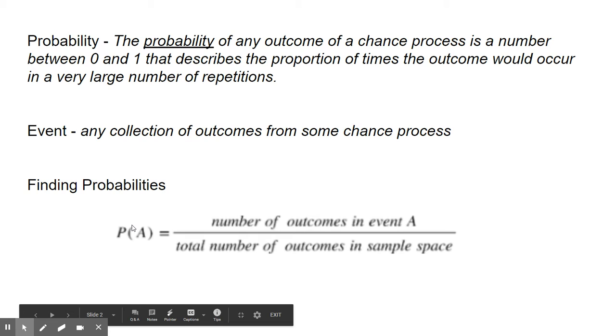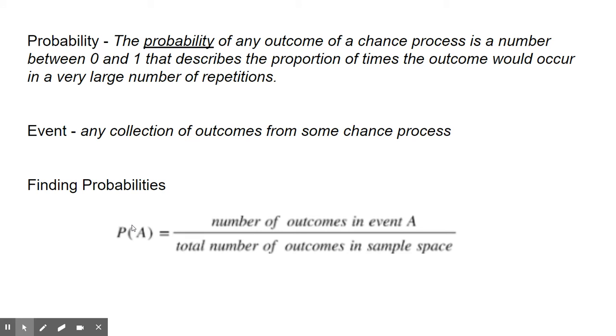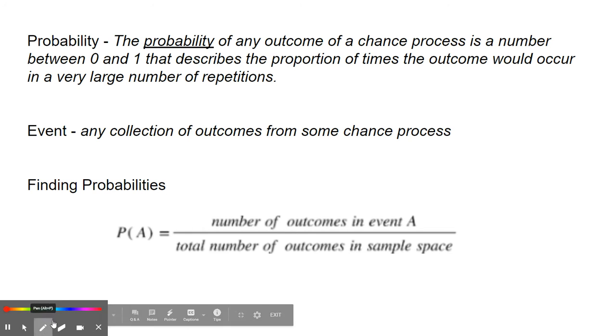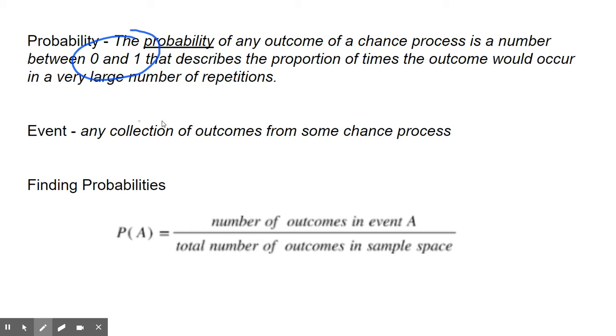So when we're finding probability, again, the probability of any outcome of a chance process is a number between 0 and 1 that describes the proportion of times the outcome would occur in a very large number of repetitions. So again, when we say between 0 and 1, typically probabilities can be decimals, so 0 and 1. They can be percents. So if they're percents, then they're going to be between 0 and 100%. Or they can be fractions. Okay. So three different ways to represent a probability.